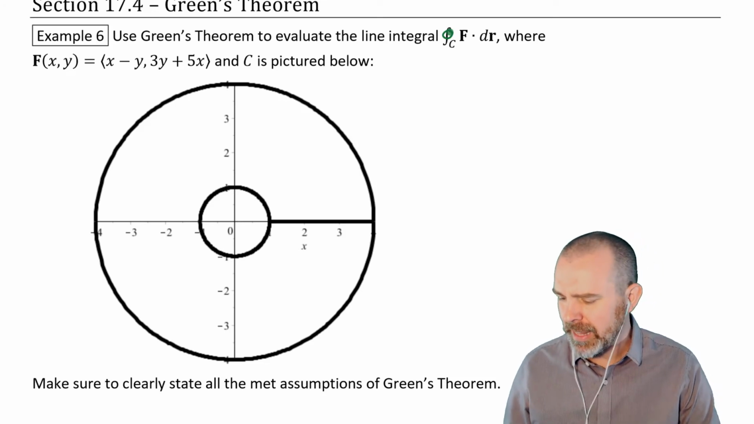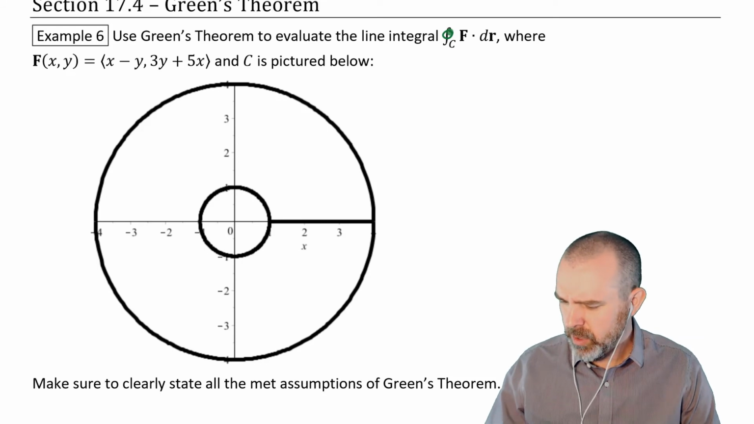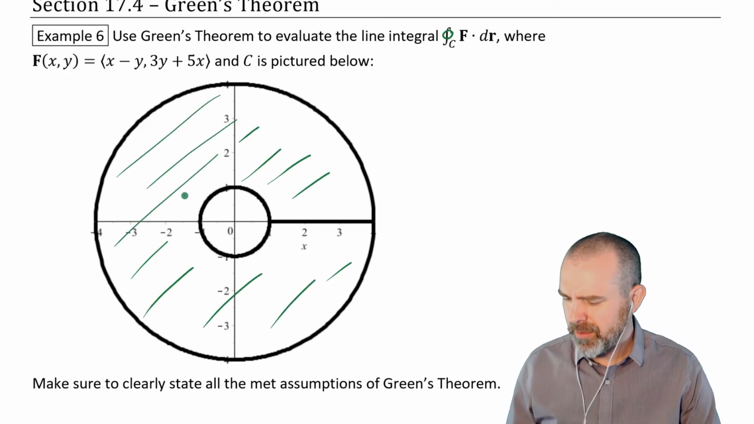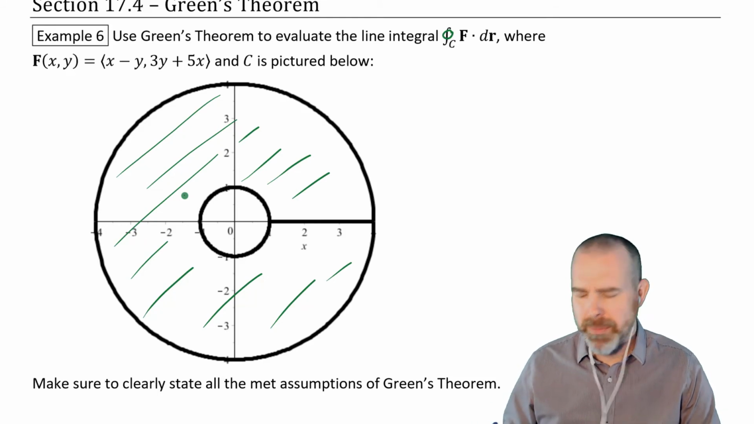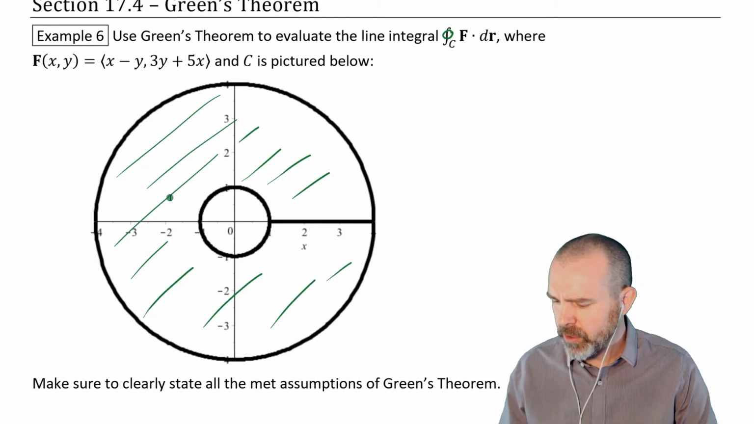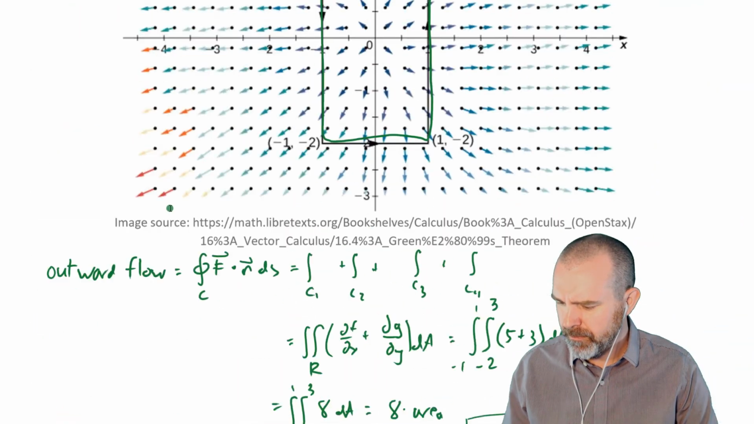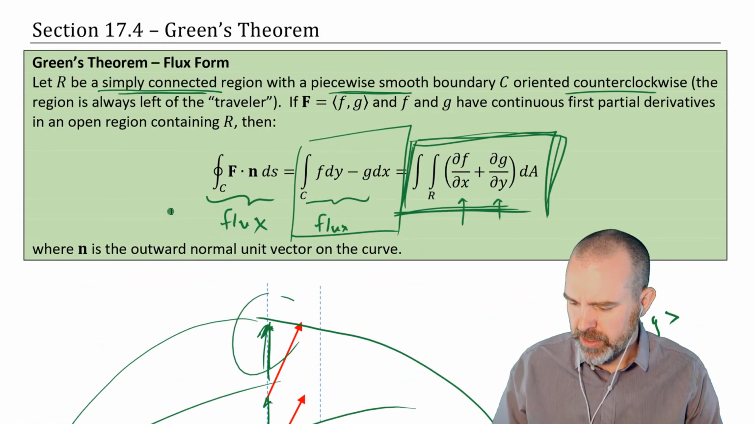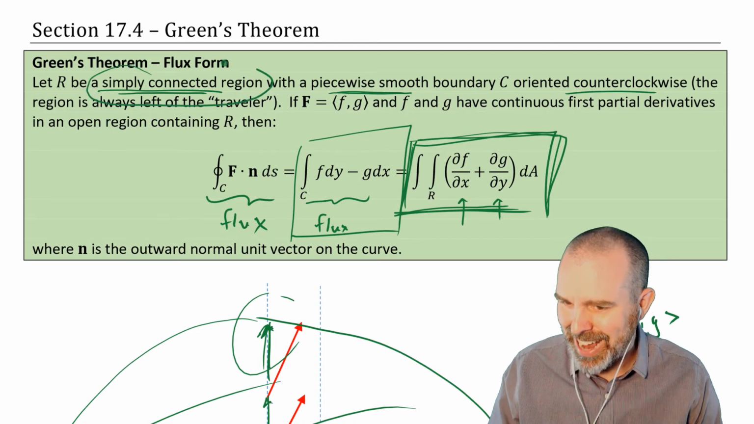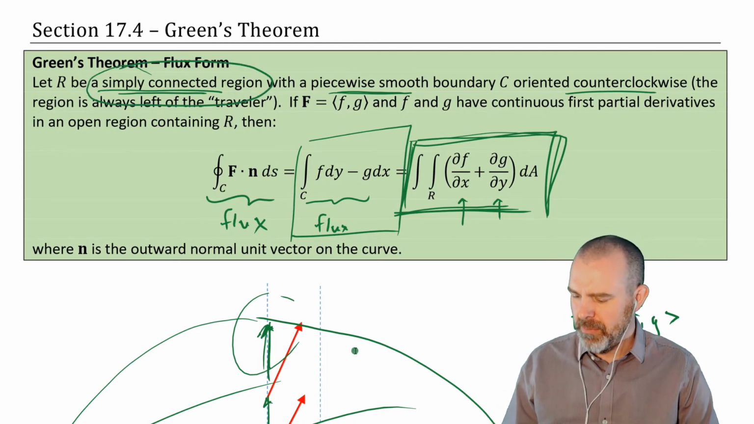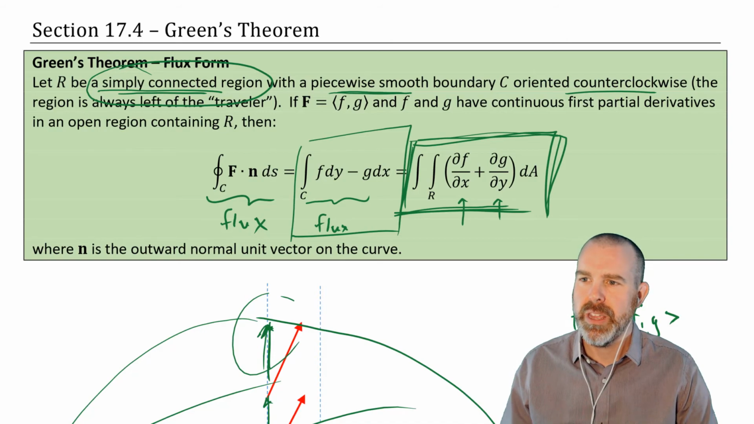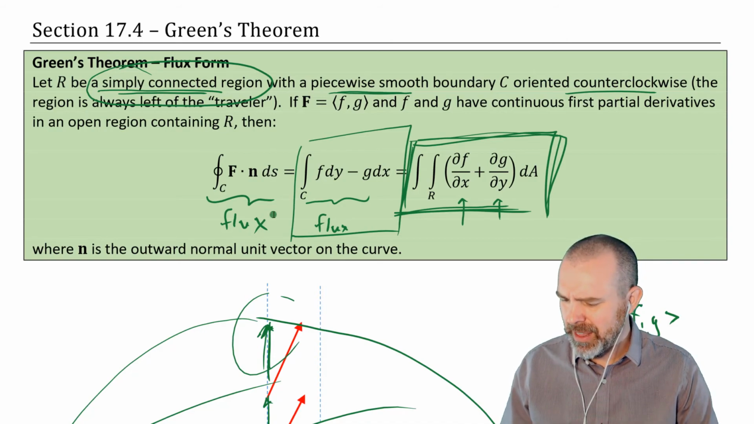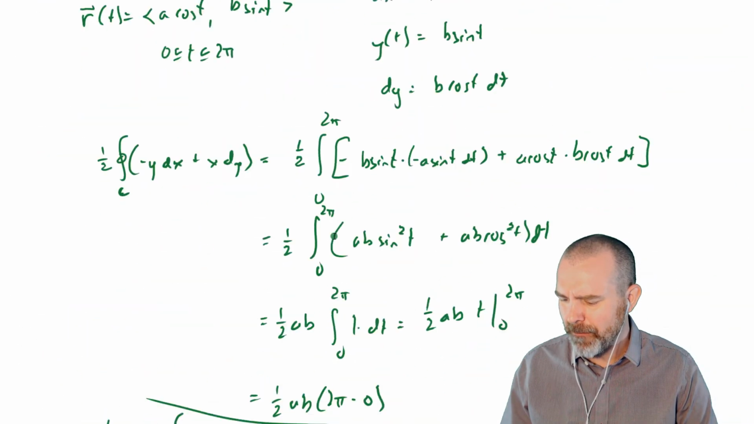Now, you may be looking at that and thinking, well, hold on. Here's my region, but there's a hole in the middle. If we go back to Green's theorem, whichever version, it's the same, the conditions, it must be a simply connected region. It must be a simply connected region. So it doesn't seem like that's going to apply here.